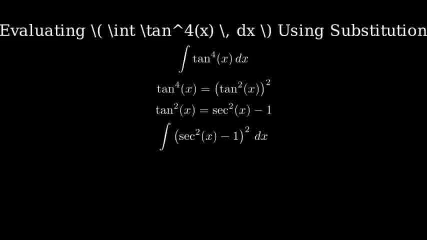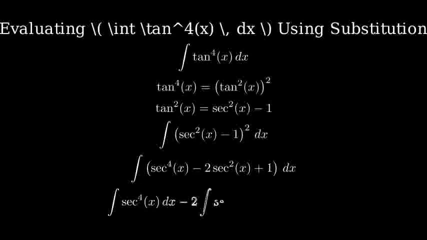1) squared. Let's expand this square out. It expands to secant to the fourth power minus 2 times secant squared x plus 1. We'll split this up into separate integrals for clarity. Each term will have its own integral: one for secant to the fourth dx, one for minus 2 secant squared dx, and one for dx.